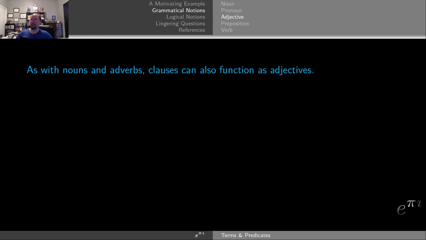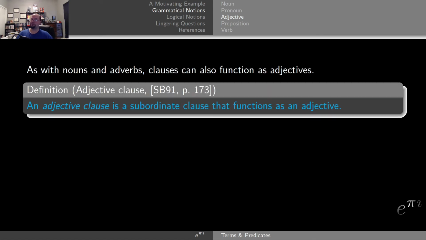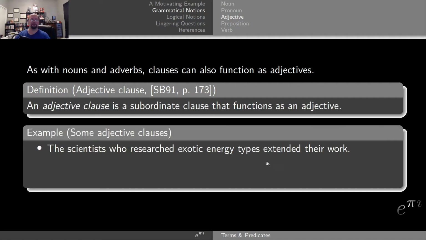As with nouns and adverbs, clauses can also function as adjectives. So, an adjective clause is a subordinate clause that functions as an adjective. For instance, let's consider these sentences here. The scientists who researched exotic energy types extended their work. So who researched exotic energy types is a subordinate clause, and it describes specifically the scientists. In the main clause, the scientists extended their work. Notice that the clause in white stands perfectly well on its own, but the blue clause has to be connected to something, specifically the scientists in this case.